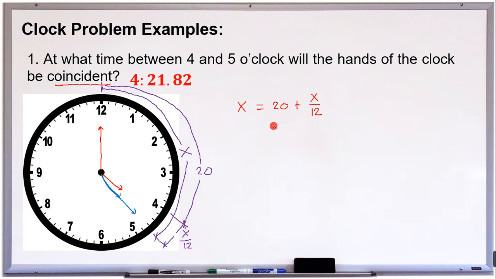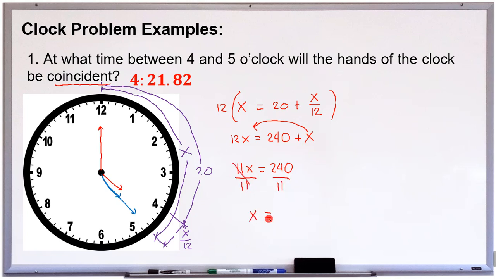Then after that, solve for x. To eliminate the fraction, you can multiply both sides of the equation by 12. So you have 12x is equal to 240 plus x. Then transpose x to the left side, so you have 11x equals 240. Then divide both sides by 11. So our x is roughly 21.82 minutes.